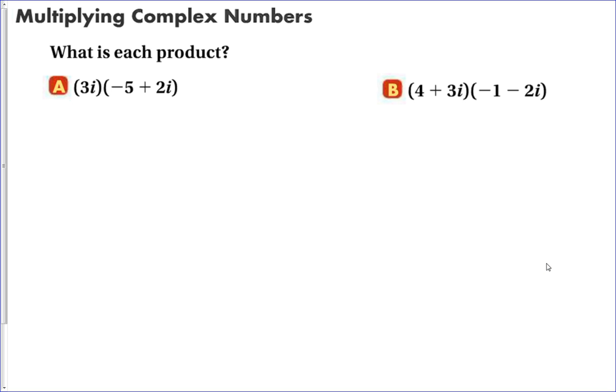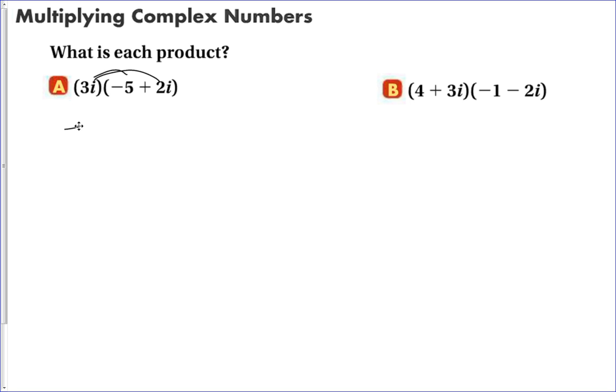All right, multiplying complex numbers. What is the product of each? Now, with adding and subtracting complex numbers, you could only add together the real parts and add together the imaginary parts. All right, but here, when you're multiplying complex numbers, you do it just like you would multiply if this was 3x times the quantity of negative 5 plus 2x. You would still multiply each number by 3i. You do the same thing with imaginary numbers. So we're just going to distribute the 3i through the parentheses.